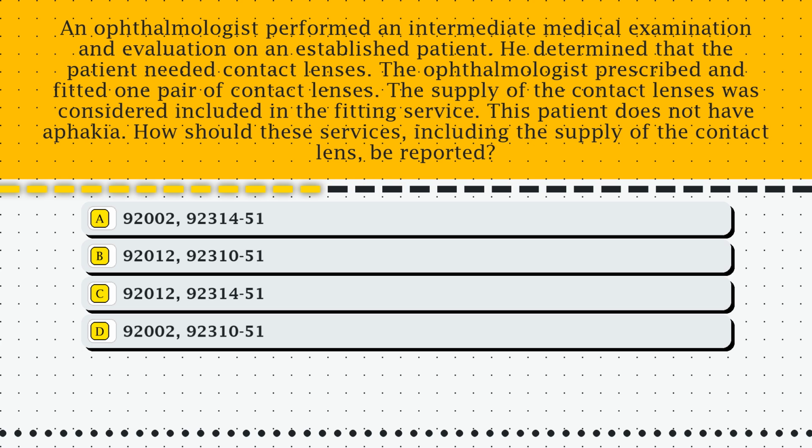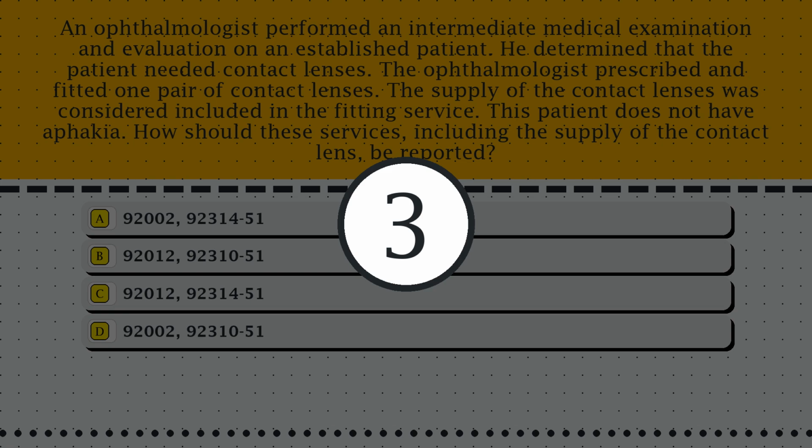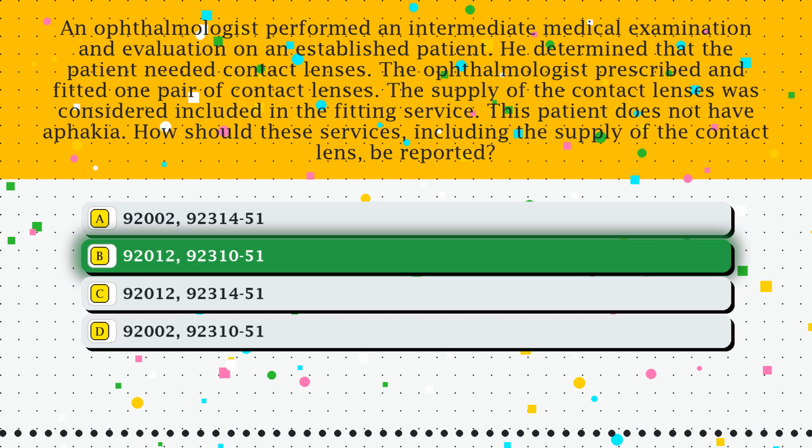Option A, 92,002, 92,314-51. Option B, 92,012, 92,310-51. Option C, 92,012, 92,314-51. Option D, 92,002, 92,310-51. The correct answer is option B, 92,012, 92,310-51.